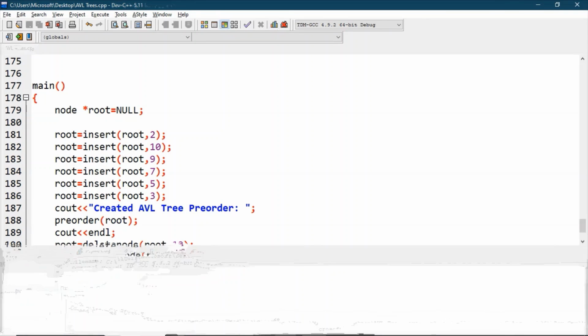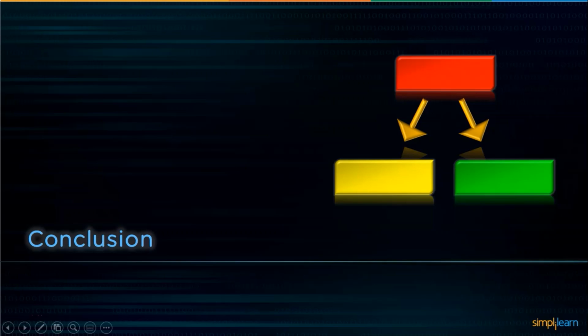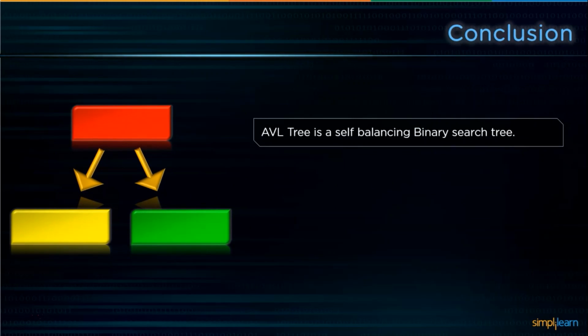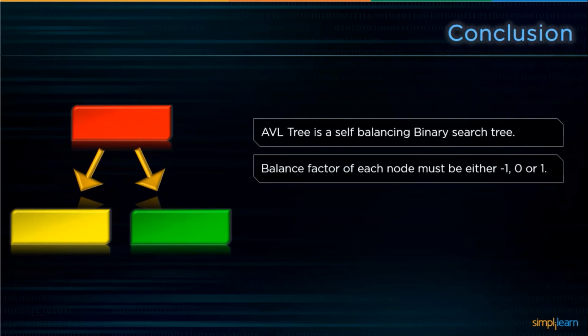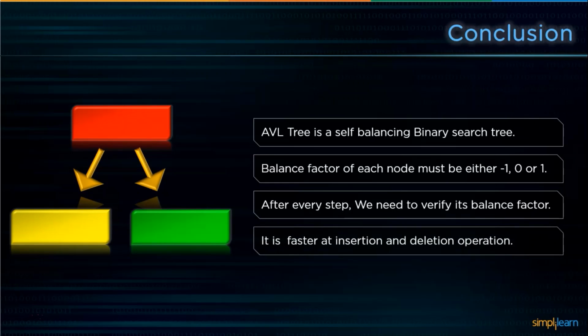Now let's execute this. As you can see, our deletion function is working perfectly. Now let's get back to our slides. At last, let's sum up what we have learned from this session. First up, AVL tree is a self-balancing binary search tree. Next, every node must have a balance factor of either -1, 0 or 1. Next, after every rotation, we must verify if each node is balanced or not. Finally, AVL trees offer fast insertion and deletion operations.